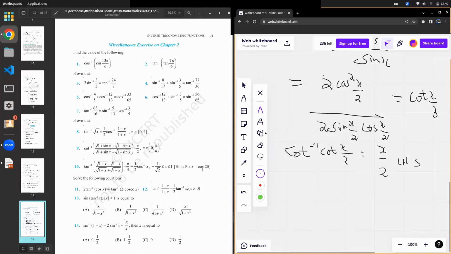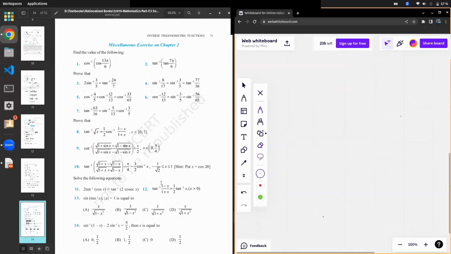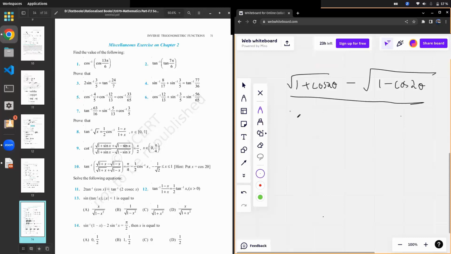So first we will put x is equal to cos 2 theta, and we will simplify the left hand side first, and we'll check whether it is equal to the right hand side or not. So first we substitute x is equal to cos 2 theta. So the left side term will be root of 1 plus cos 2 theta minus root of 1 minus cos 2 theta, divided by root of 1 plus cos 2 theta plus root of 1 minus cos 2 theta.